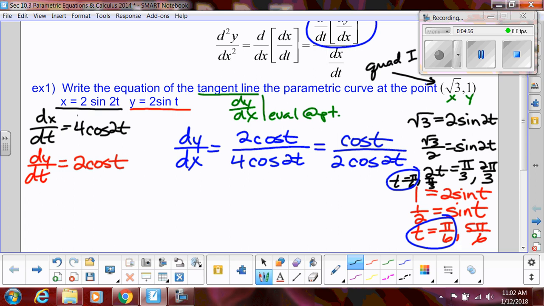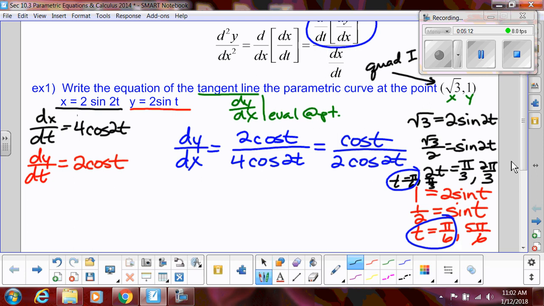Okay, so we want to pick our answers that are in the first quadrant. Okay, so we want to make sure that that's also happening there. All right, so that's how we got our t.